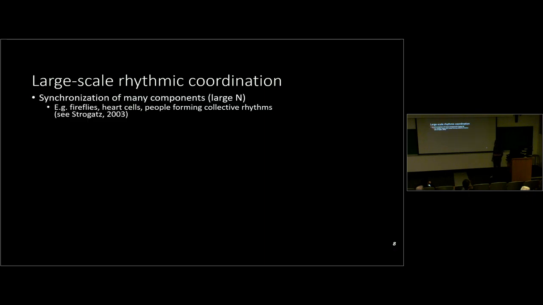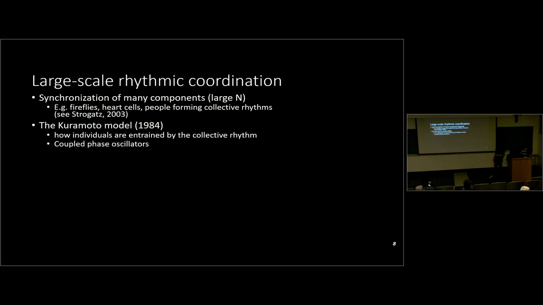First of all, we talk about large-scale rhythmic coordination, and the key examples are synchronization of many fireflies in the forest, and the synchronization of heart cells and people clapping in the audience. So the classical model is the Kuramoto model. It describes how individuals are entrained by a collective rhythm. And the individuals here are, theoretically, coupled phase oscillators.